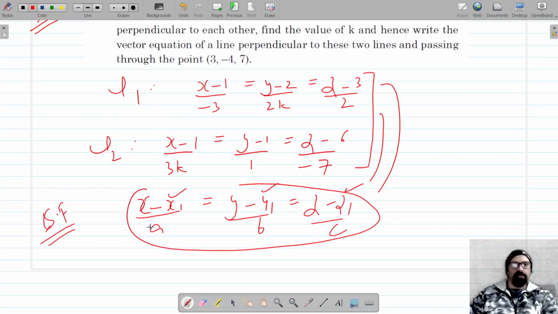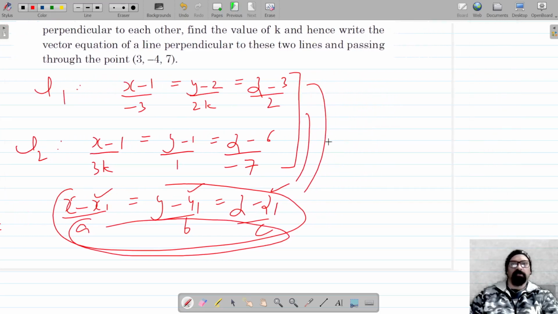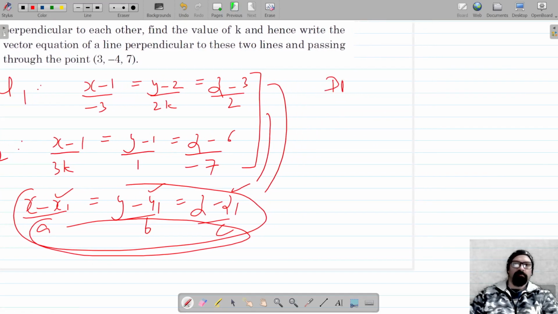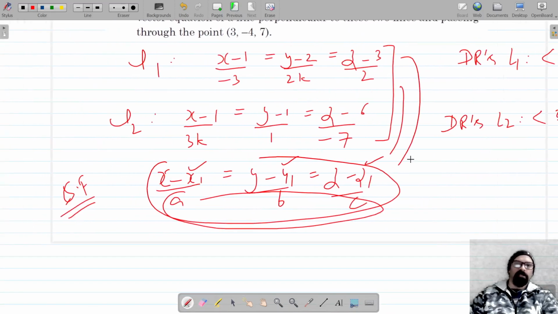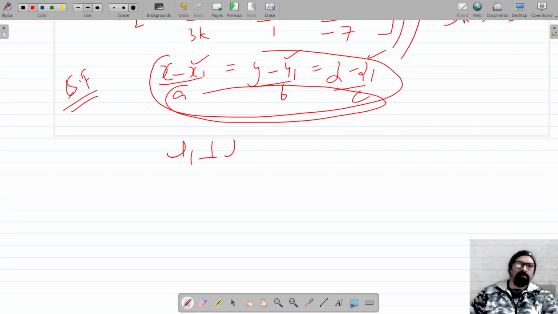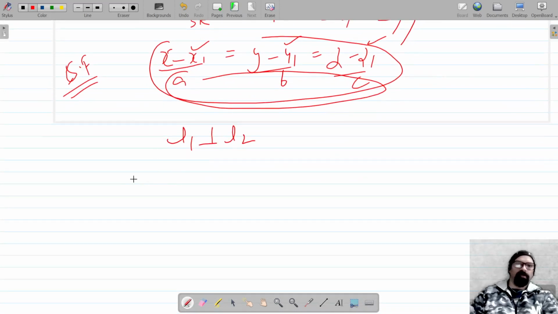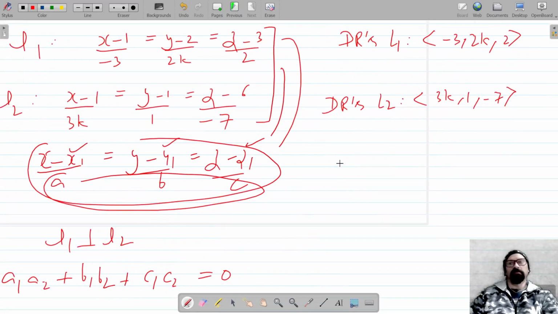If we compare these two lines with the standard form, these are the direction ratios. The direction ratios of L1 are -3, 2k, and 2. Similarly, the direction ratios of L2 are 3k, 1, and -7. L1 is perpendicular to L2, so the sum a1 into a2 plus b1 into b2 plus c1 into c2 should be equal to 0.